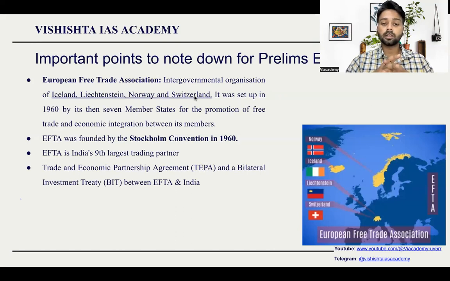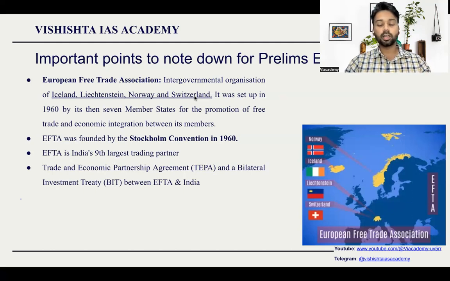This topic is in the news because India has been negotiating a free trade agreement with the European Free Trade Association. The reason is that the European Free Trade Association, which includes these 4 countries, is India's 9th largest trade partner. So we need a free trade agreement with them so that we also benefit. The name of the agreement is the Trade and Economic Partnership Agreement. Apart from this, we are trying to build a bilateral investment treaty also.